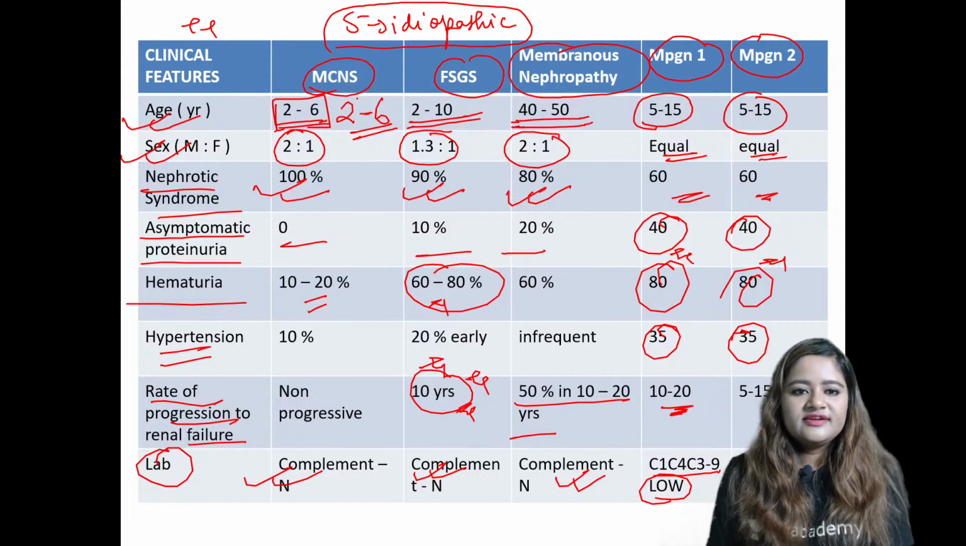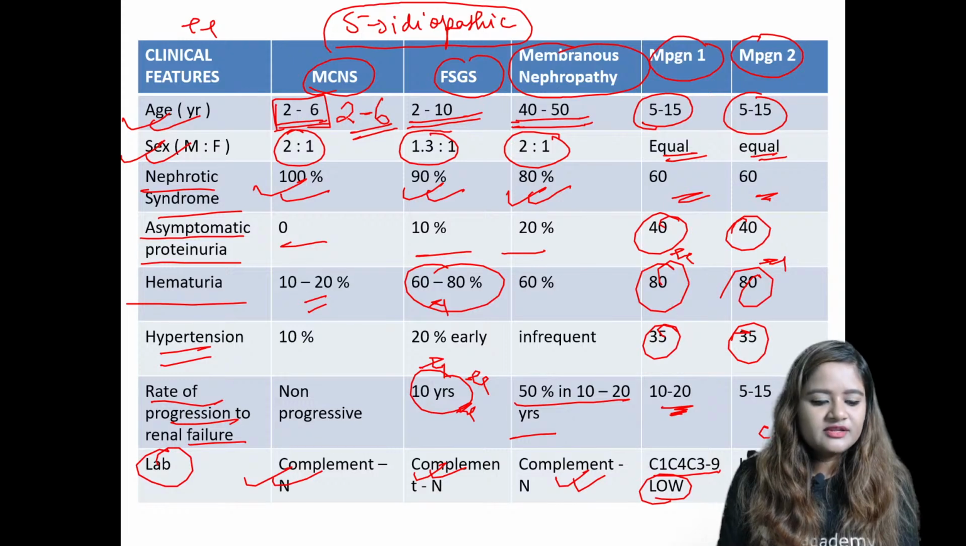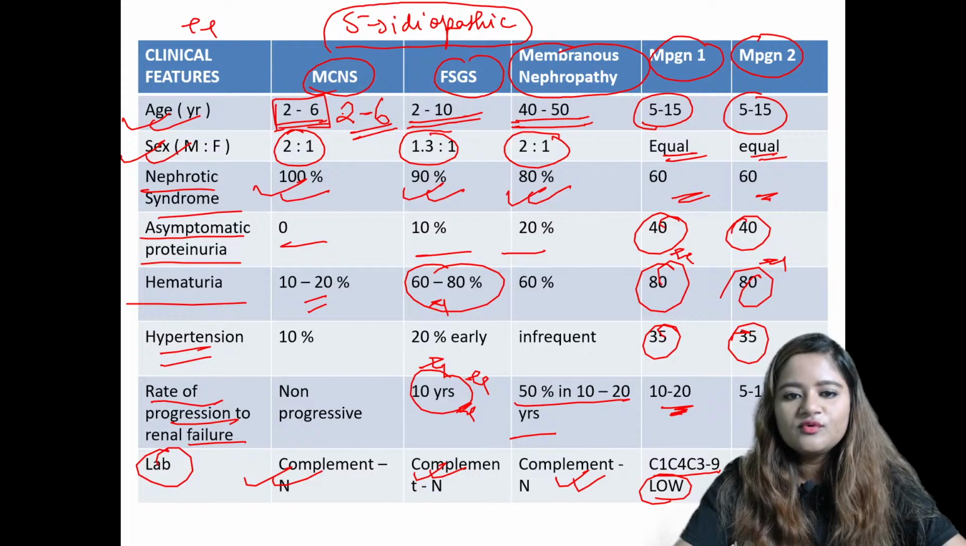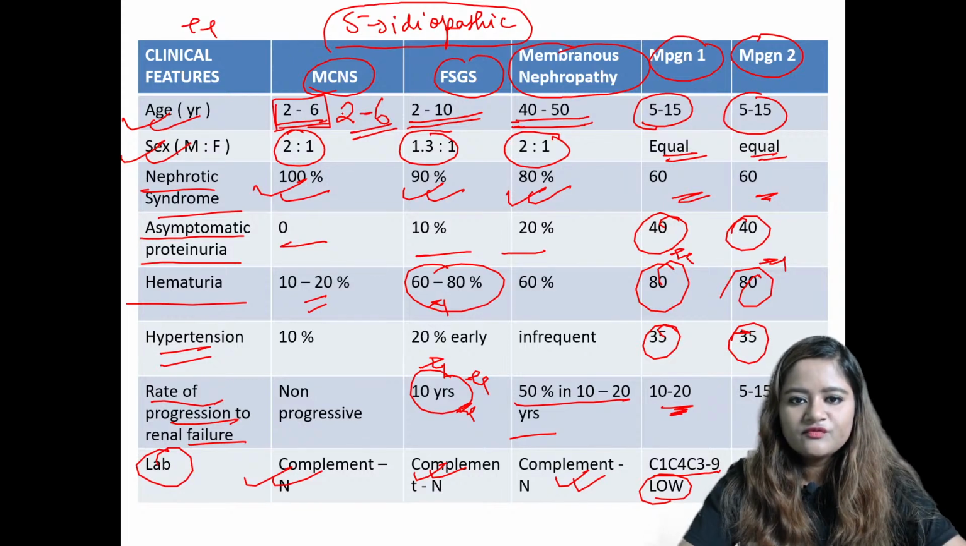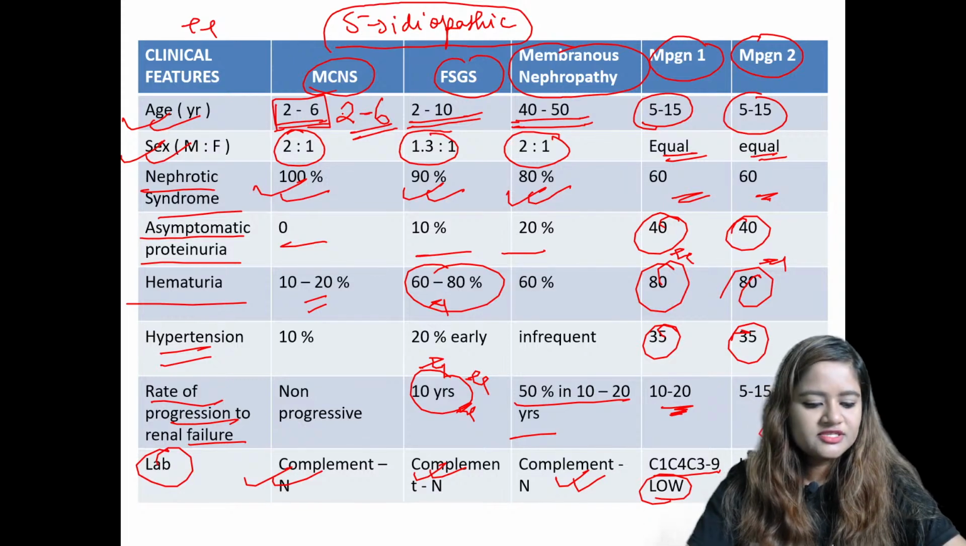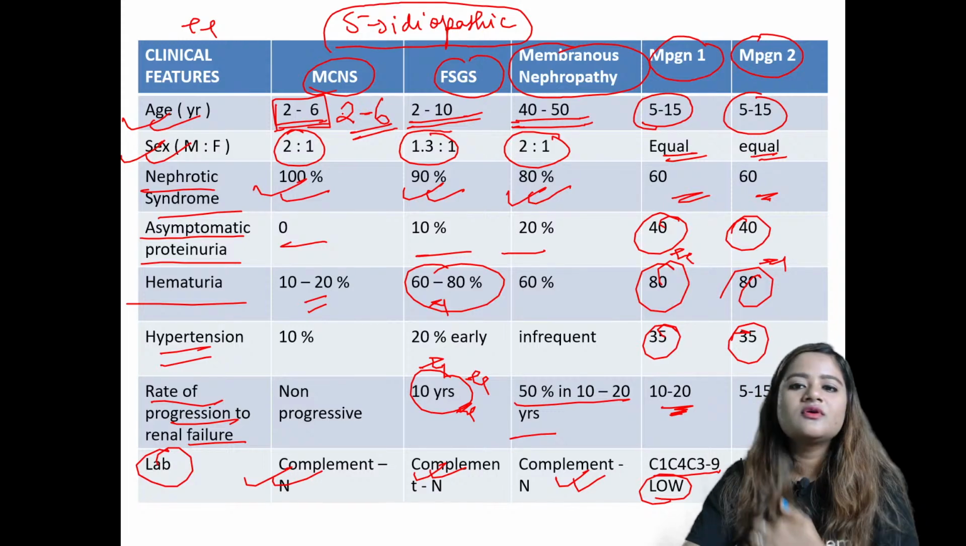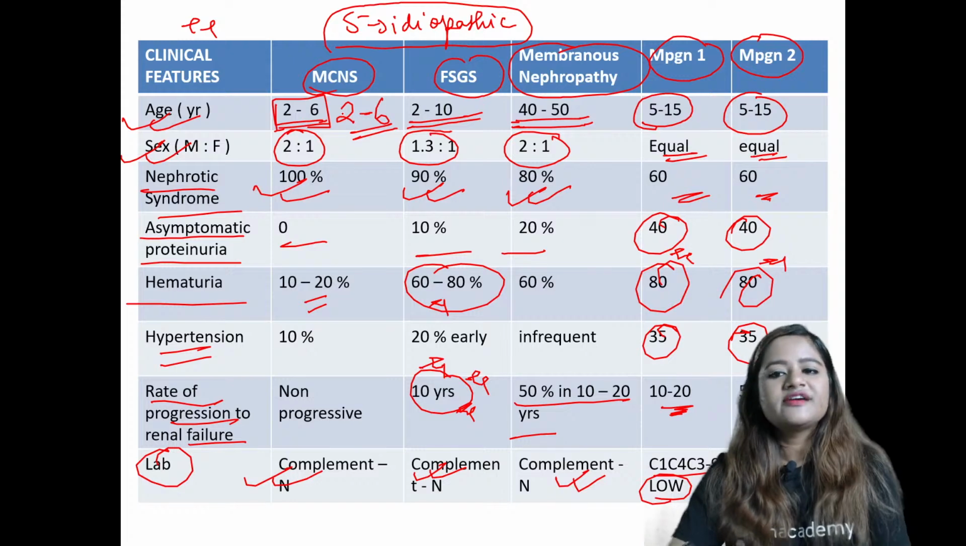So again, let's just see very fast. Age of presentation for minimal change disease is the school going age, that is 2 to 6 years. For focal segmental, it is 2 to 10 years. For membranous, it is old age, that means 40 to 50 years, where underlying carcinoma is the most common cause. And for MPGN, you have 5 to 15 years.